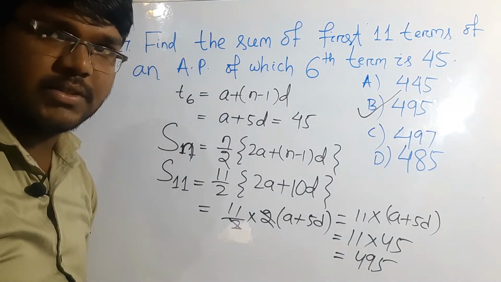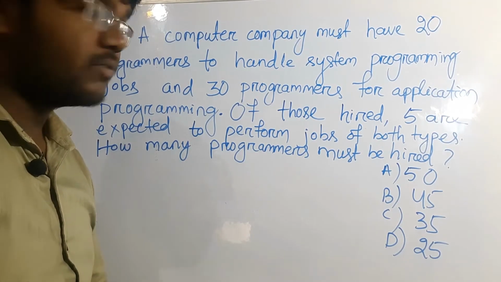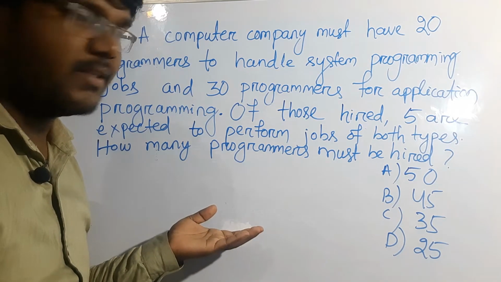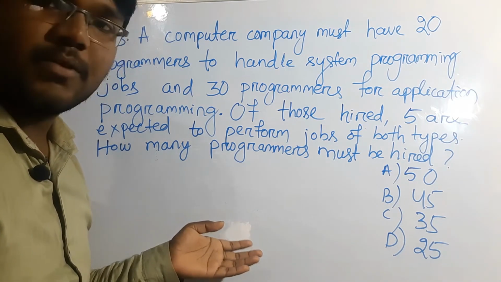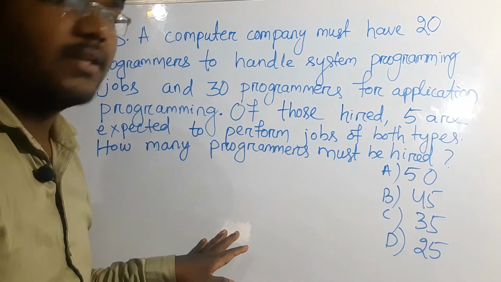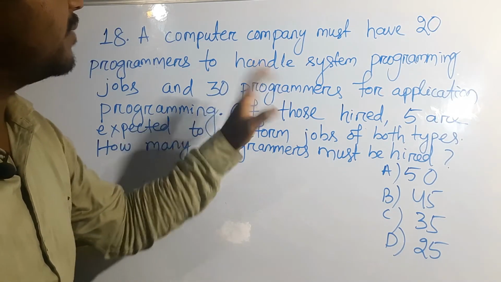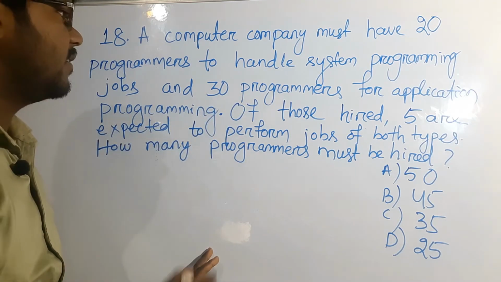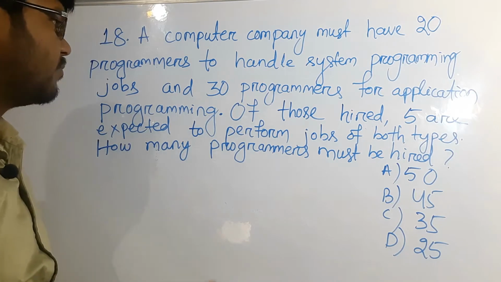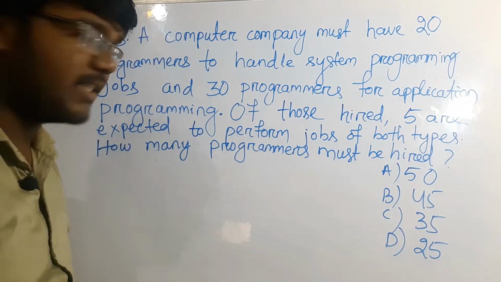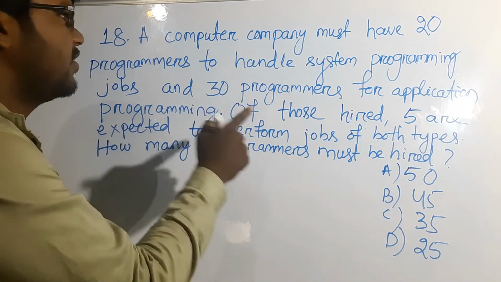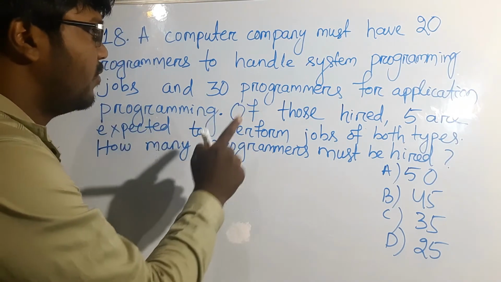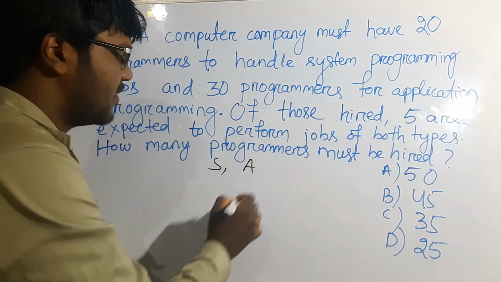Then we will proceed to the next question. So friends, the next question is very big to see, but it is a very easy question. It is a question from sets. A computer company must have 20 programmers to handle system programming jobs and 30 programmers for application programming. Here there are two sets: for system programming we take the set S, and for application programming we take the set A.